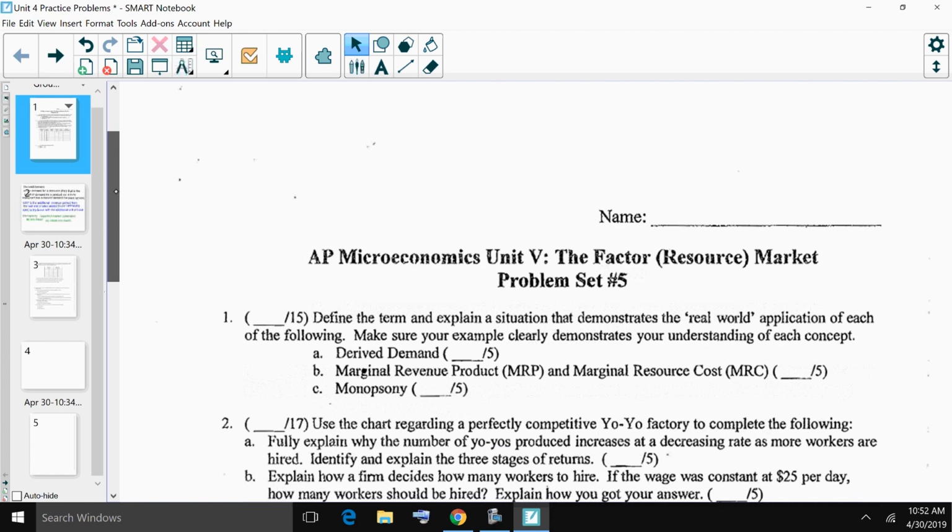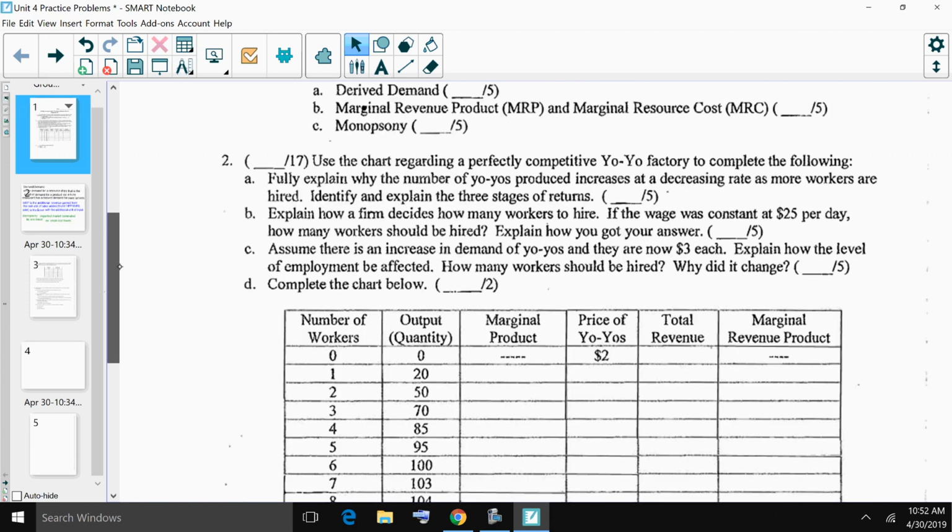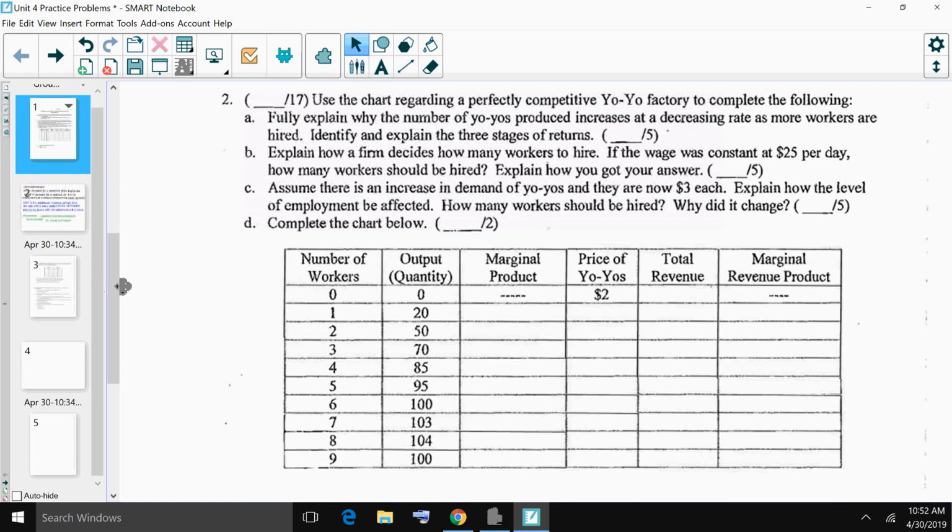Next, I'm going to move on to number 2. All right, here we go for number 2. Using this chart regarding a perfectly competitive yo-yo factory, complete the following. First, explain why the number of yo-yos produced increases at a decreasing rate as more workers are hired, and identify the 3 stages of returns.